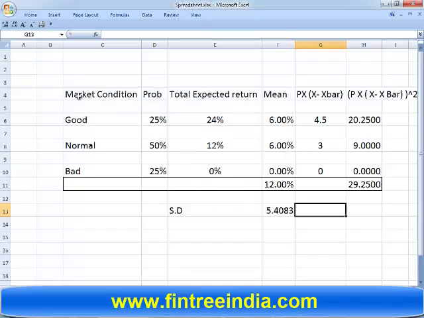Is there anything you're not clear with? Sir, we have already multiplied the probability with the expected return, and again we are multiplying P with x minus x bar. See, this is like the mean. How do you calculate mean? If it was a normal mean, you would say a plus b plus c divided by 3. In case of probability, we multiply with p. Then when you calculate standard deviation, you will say summation of x minus x bar square divided by n. Again, you divide by n.